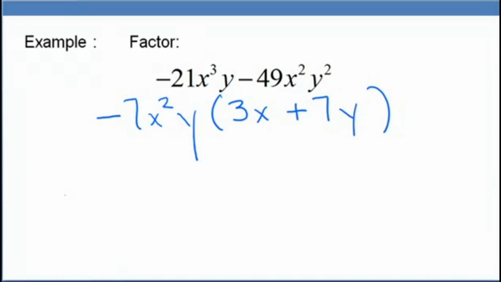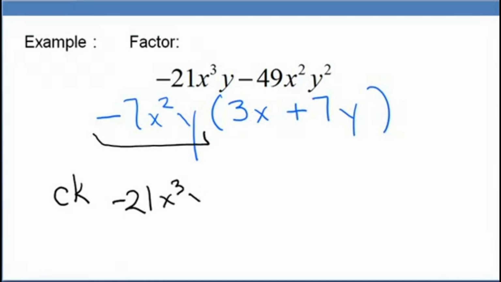For our check, we'll distribute back. So we're going to have negative 21 x cubed y, and here you will have a negative 49 x squared y squared. So it does check.